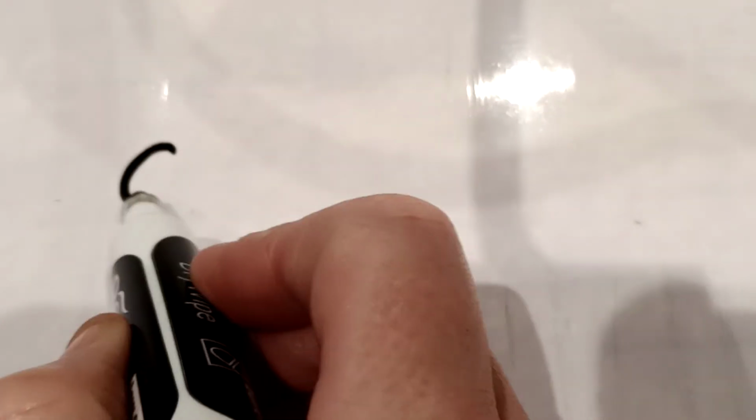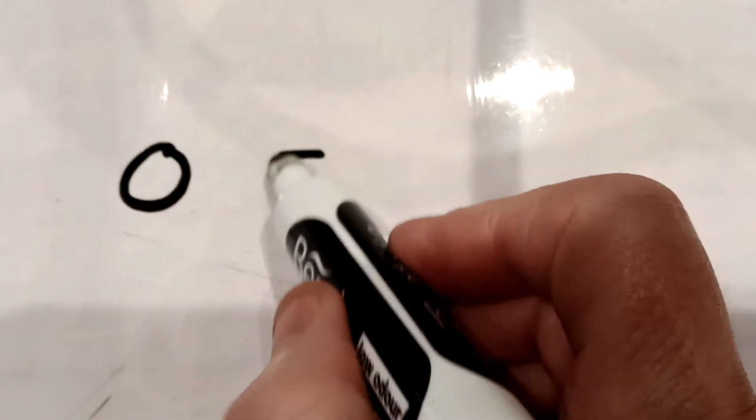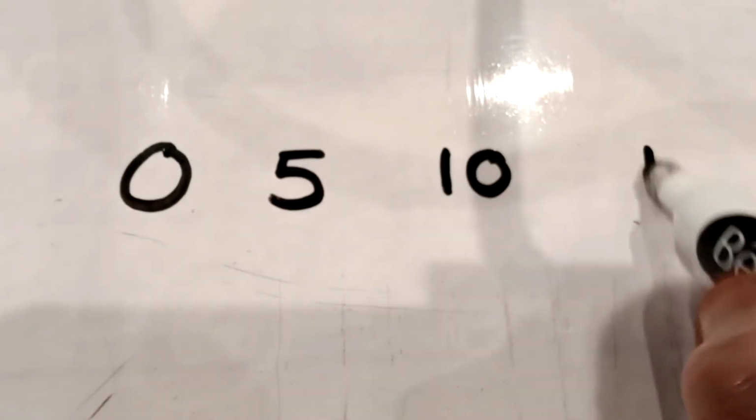So I'd like you to start at zero, and I'd like you to skip count to five. So I'd like you to get all the way to 100. So pause the video and keep on going all the way to 100.